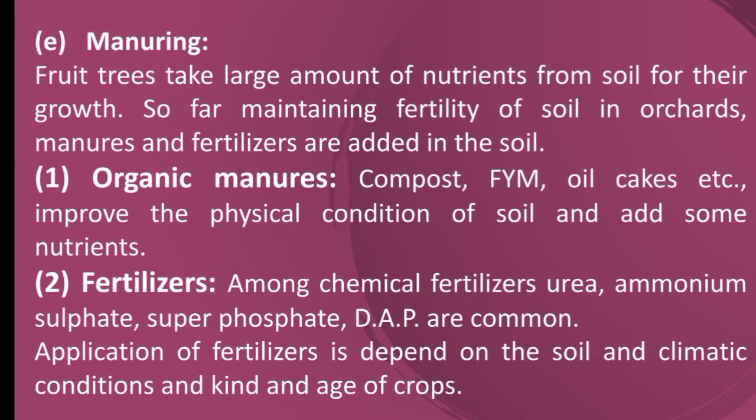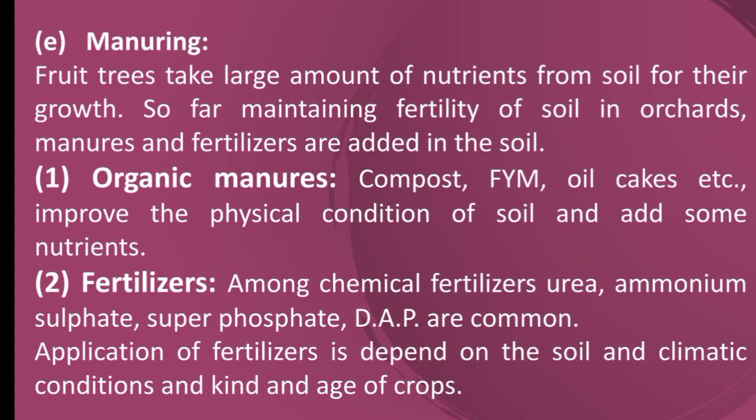So next is manuring. Fruit trees take large amounts of nutrients from the soil for their growth. So for maintaining fertility of soil in orchards, manures and fertilizers are added to the soil. You can use organic fertilizers and manures like cow manure and goat manure. First, we have organic manures, compost, FYM, and oil cakes, which improve the physical condition of the soil and add some nutrients. It also improves the physical condition by increasing the pH level of the soil from 7 to 8, which is alkaline.